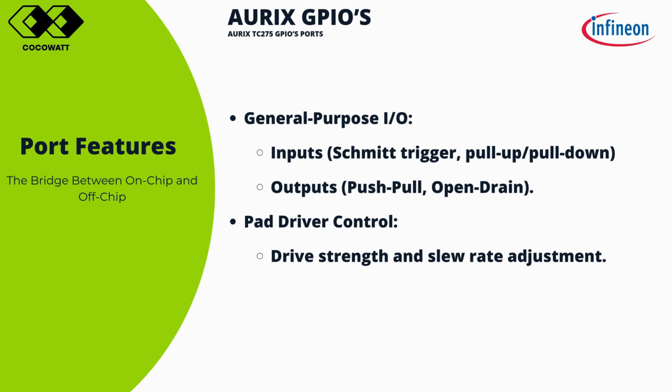When it acts as an input, the microcontroller will receive data from external sensors, buttons and other peripherals. When it acts as an output, the microcontroller drives external devices like LEDs, motors or displays. Here are a few key features you will find on the input side, like Schmitt trigger, which ensures clean and stable signal transition by eliminating noise.